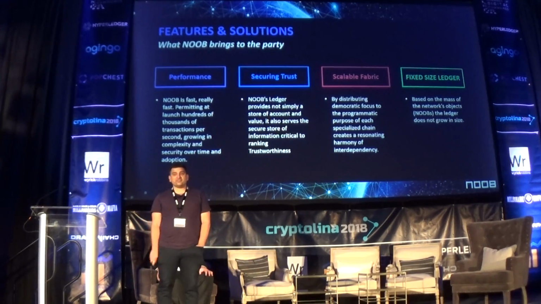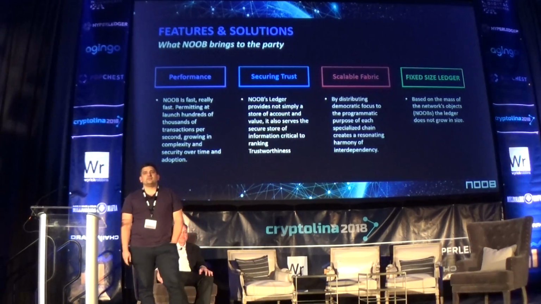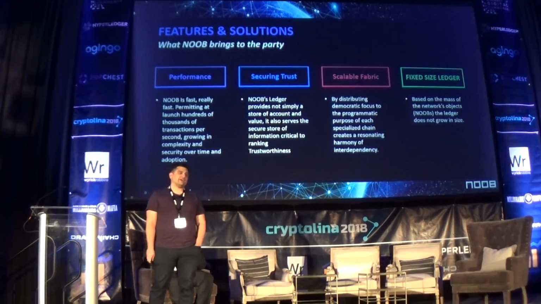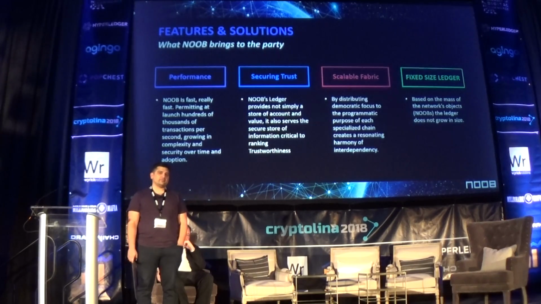Then finally, it is a scalable fabric. Not only does the speed of transactions increase, the complexity and security also increase as more people adopt. So it's almost, the more people on there, the more secure it gets. So the more assets that grow on the network, the more protected it will be. And then finally, it's a fixed ledger size. It's probably going to cause a million questions, but fixed ledger size: whatever the size of the mass of whatever's in the network is the size of the ledger.